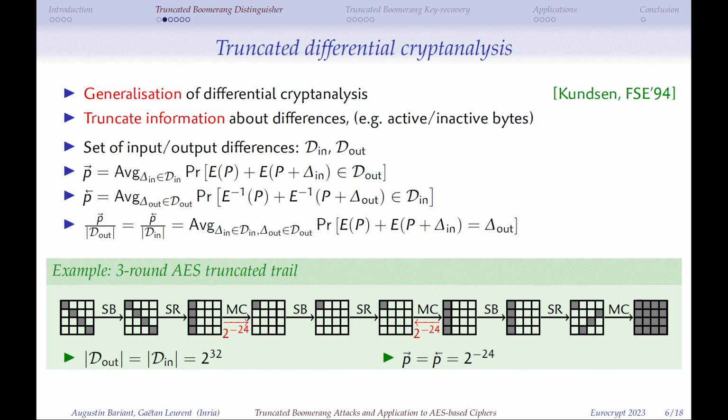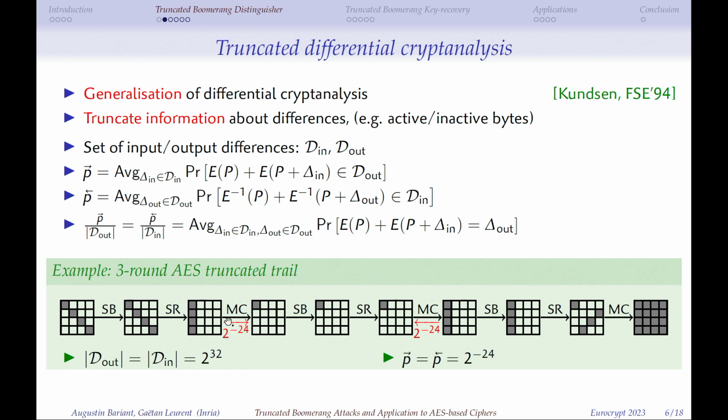To give you an example, we can look at the AES, because this will be an important example in this work. There's a very well-known 3-round truncated trail. The idea is that you start with a difference in one diagonal. So you have 2 to the 32 possible differences that are active in this diagonal, so the set of input differences is of size 2 to the 32. And you look at what happens when you go through the cipher. After sub-byte, you still have the same cells that are active. After shift row, your diagonal moves to a column. Then you have a mix column operation, and with some probability, you will have only one active cell after mix column. This happens with probability 2 to the minus 24.